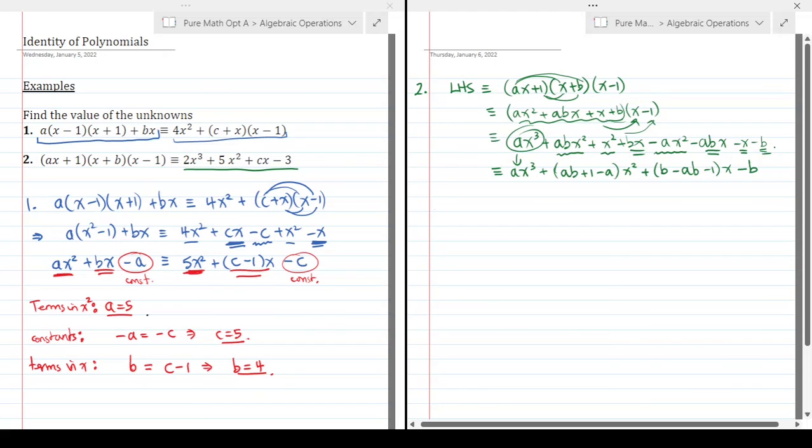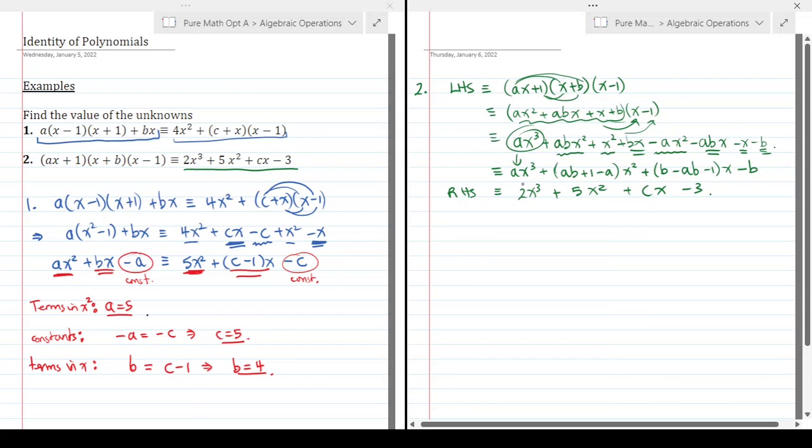So this would mean then, left hand side, right hand side, right? So ax cubed plus... I'm really not feeling like writing that over again. So what I'm going to do is put the right hand side below it: 2x cubed plus 5x squared plus cx minus 3, right?